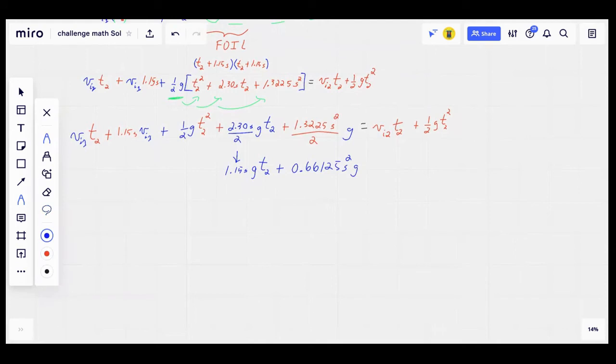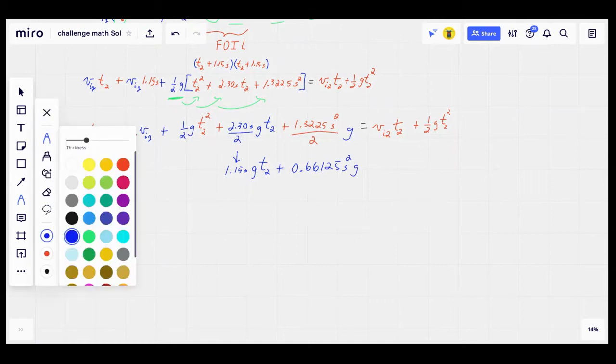I just want to get, I don't want to have fractions when I'm doing all this. All right, we can leave the 1/2 GT2 squared. We can leave that. That's fine for now. Okay, so I'm just going to rewrite everything so it's a little neater here.